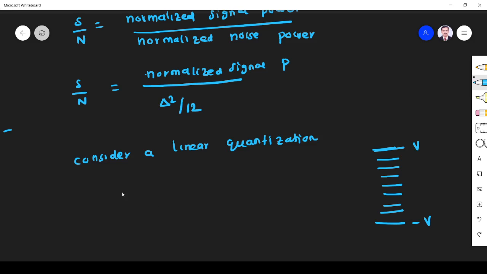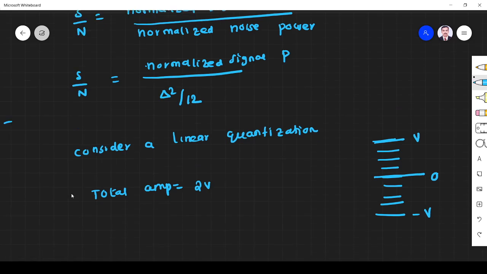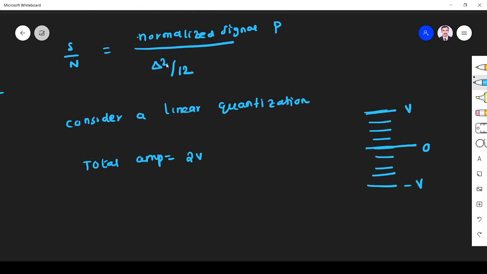So what is the total amplitude? Total amplitude is equal to 2V. Minimum to maximum, let us assume this is 0, here to here V, here to here V. So the total amplitude is 2V. And to find SNR, I have to find the del squared value and the normalized signal power.